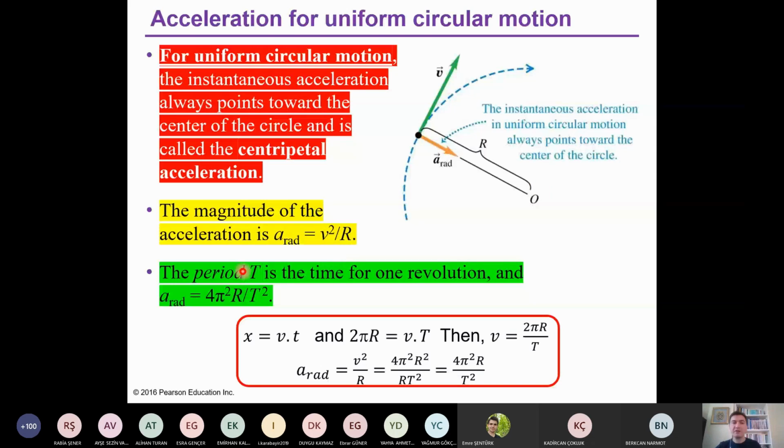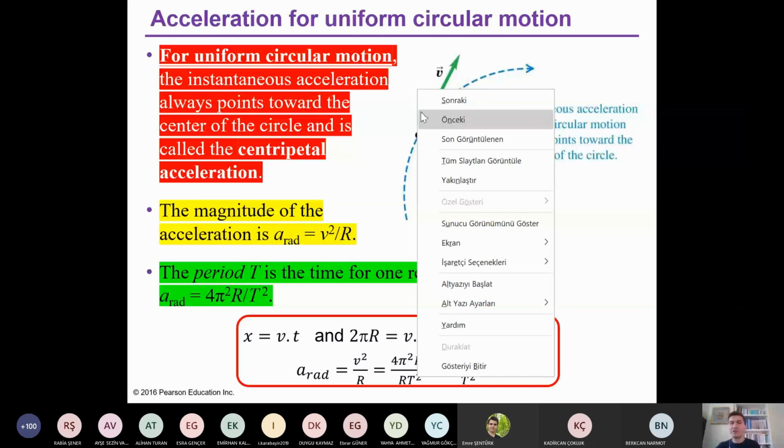And I can write this radial acceleration in another form. Let's consider that the period T is the time for one revolution. So what is one revolution? You start from this point and you go with constant speed along this circular path, and then you finish one revolution. How long does it take to finish one revolution? This is called the period, and it is time, of course.